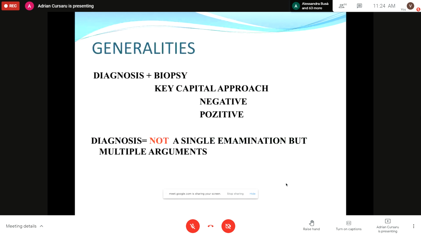The gold standard for our diagnosis, to have a correct and precise diagnosis, is to perform the biopsy. It is the key capital approach. It could be negative or positive. If we have a positive diagnosis, we know what kind of tumor it is. We know whether it is a malignant tumor, a benign one, or a borderline one. It is very important to establish this because the treatment is different.